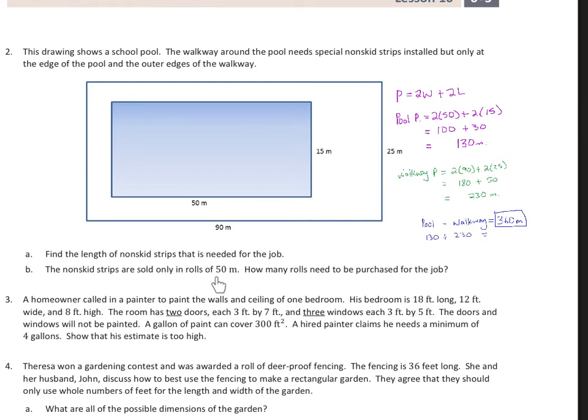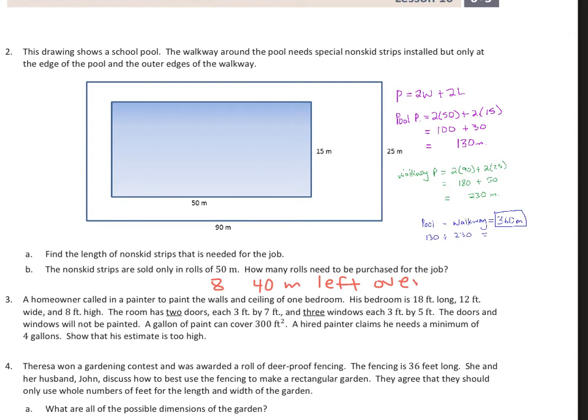strips. Now, at 50 meters per strip, 50 and 50 is 100, we need to get to 360. Well, 7 gives you 350. That's not going to cover it. So we're going to need 8, and it looks like we'll have 40 meters left over.